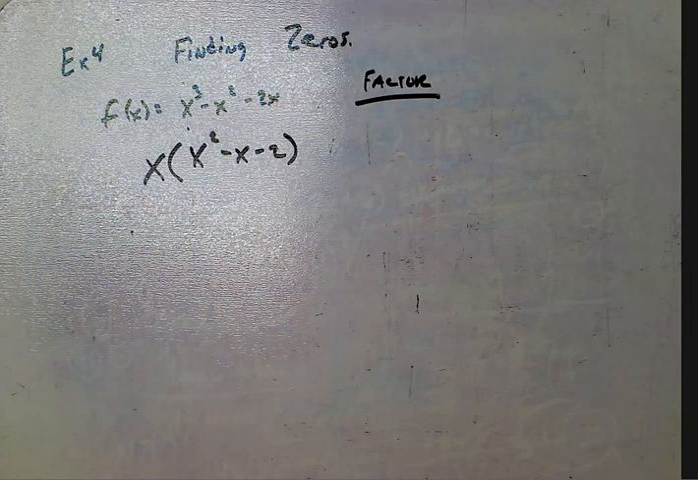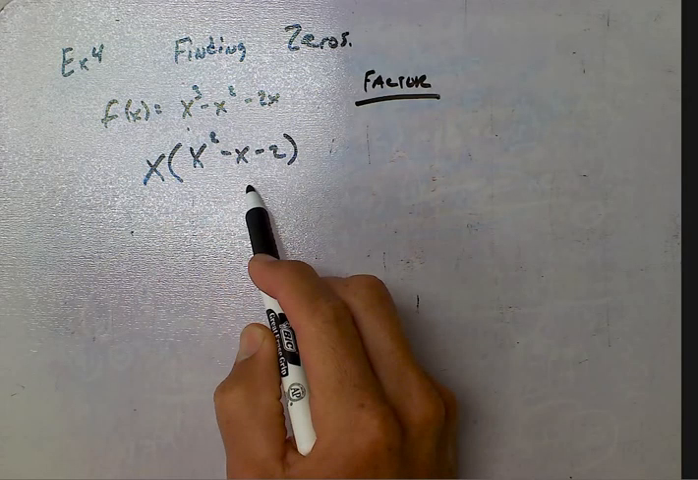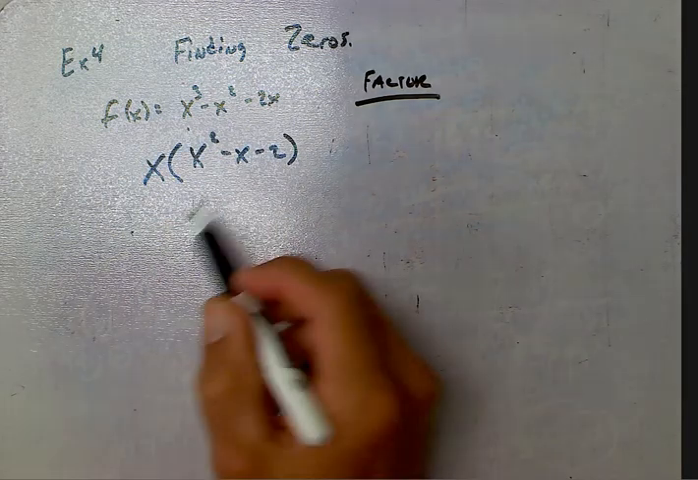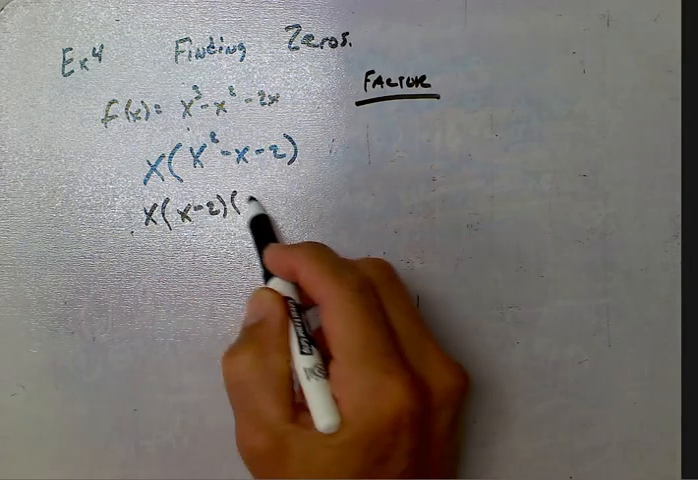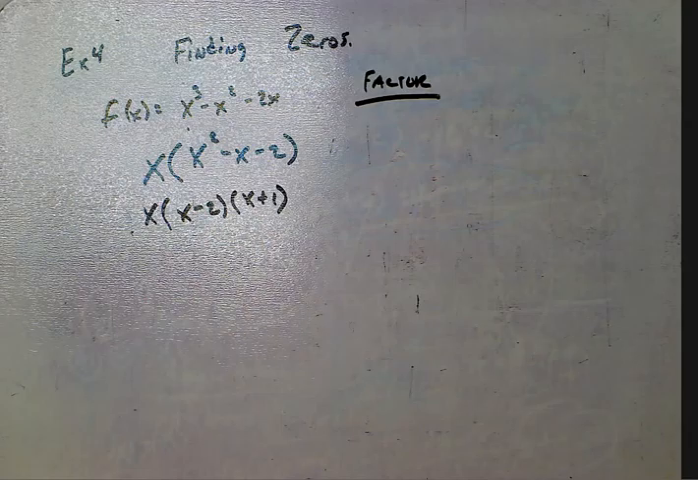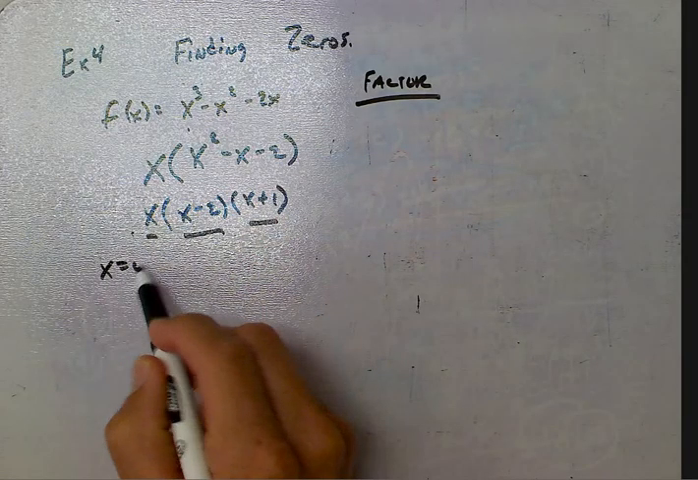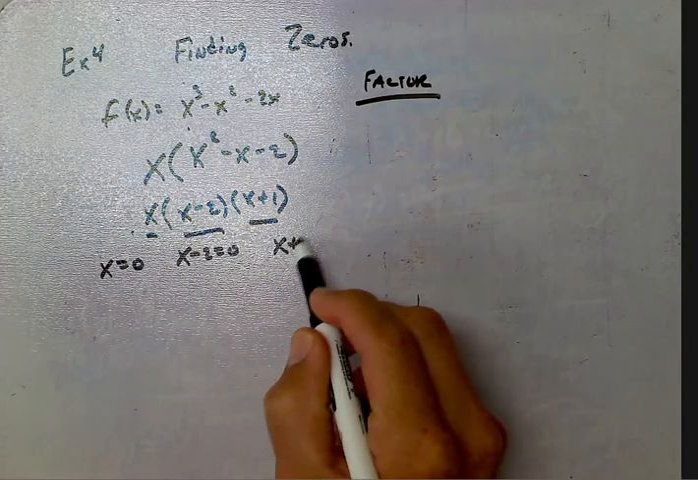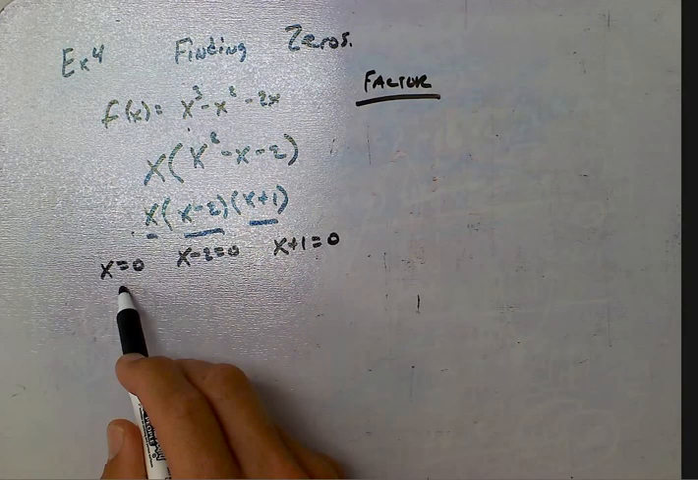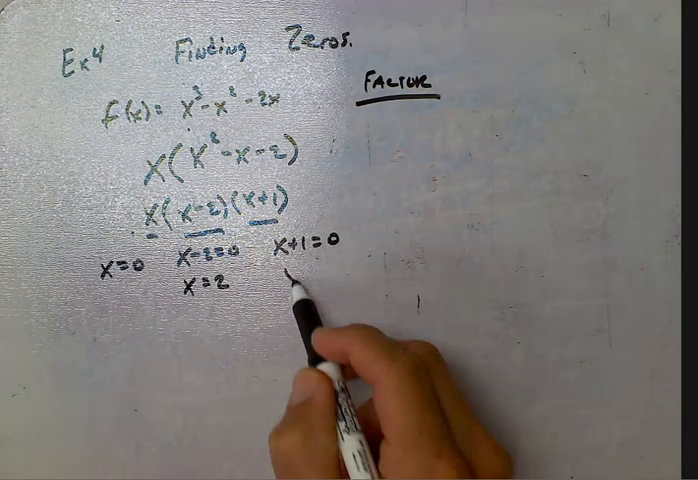When I'm down to x squared, I can either factor this or use the quadratic formula. In this situation, it does factor, so I have x minus 2 times x plus 1. Once I have it completely factored, I set all three factors equal to 0. So x equals 0, x minus 2 equals 0, x plus 1 equals 0. x equals 0 is already solved. So I get 2 by adding 2, and I subtract 1 to get negative 1.